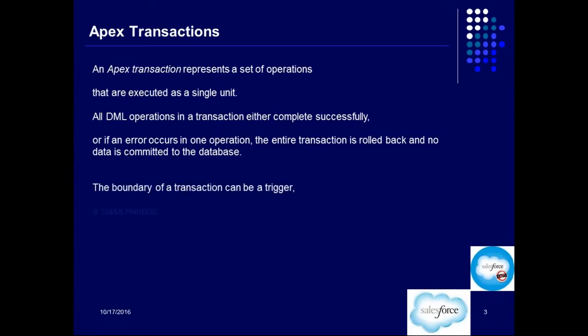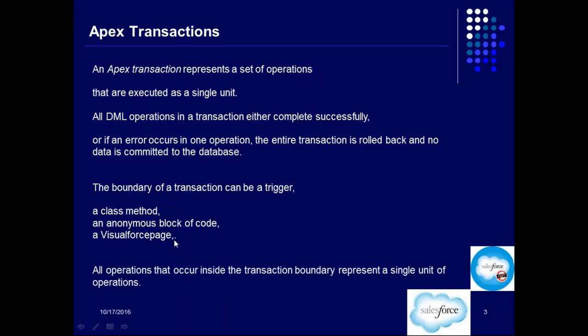The boundary of a transaction can be a trigger, a class method, an anonymous block of code, or a Visualforce page. So these can be the boundaries of the transaction. One anonymous block of code gets executed as one single transaction, a method in a class gets executed as a transaction, a trigger gets executed as a transaction, a Visualforce page load gets executed as a transaction. All operations that occur inside the transaction boundary represent a single unit of operation.